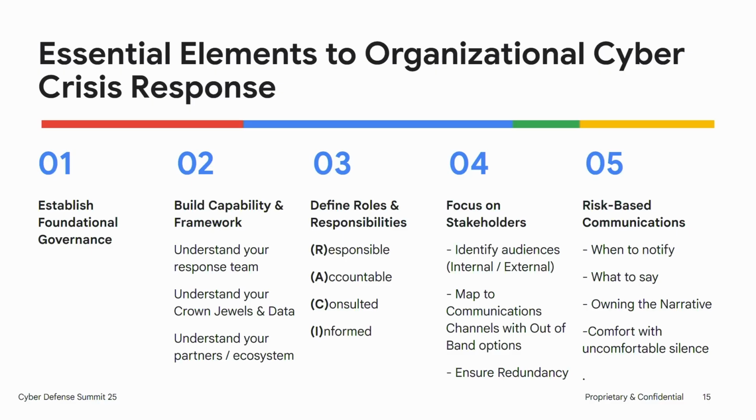They can go through and make sure it's repeatable and bring in those different parties. And then informed: who do the outputs or actions need to be apprised with? The fourth part, we've talked about, is to focus on stakeholders, internal and external audiences, mapping them to channels, making sure we've thought about that redundancy in case the threat actor especially impacts our comms.